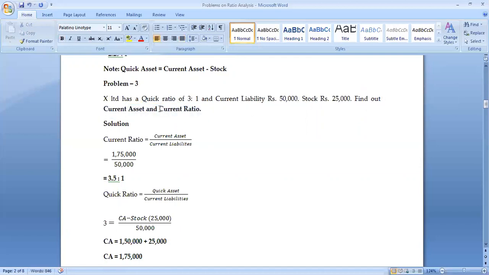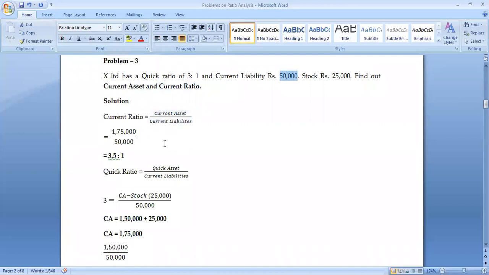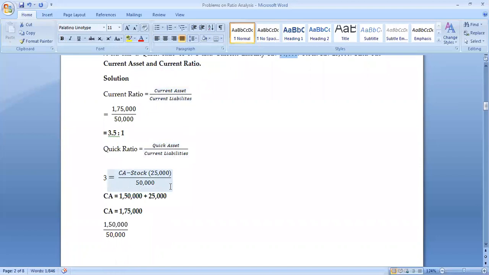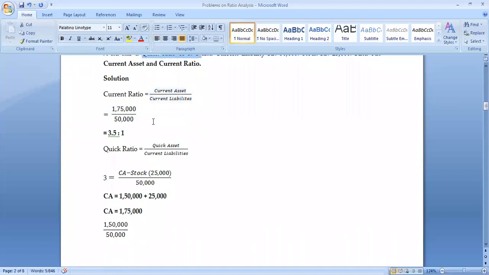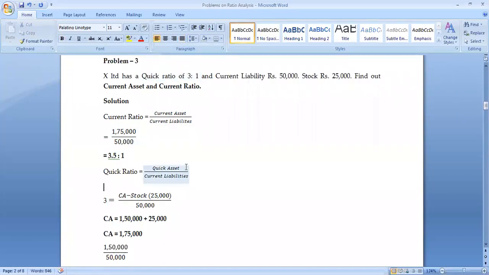You know how to find out the current ratio. What is the formula to find out current ratio? Current assets divided by current liability. So current liability is given here; you need to find out the current assets. Clear? So how to find out the current assets? Current assets will be computed this way. There is quick ratio information given. Out of the quick ratio information, you can easily find out the current assets, by finding the quick assets along with the current liability, which is given.